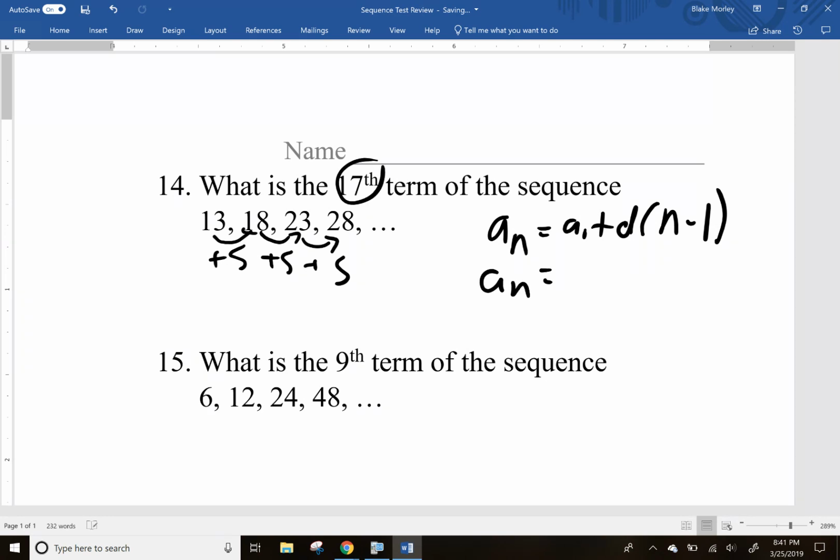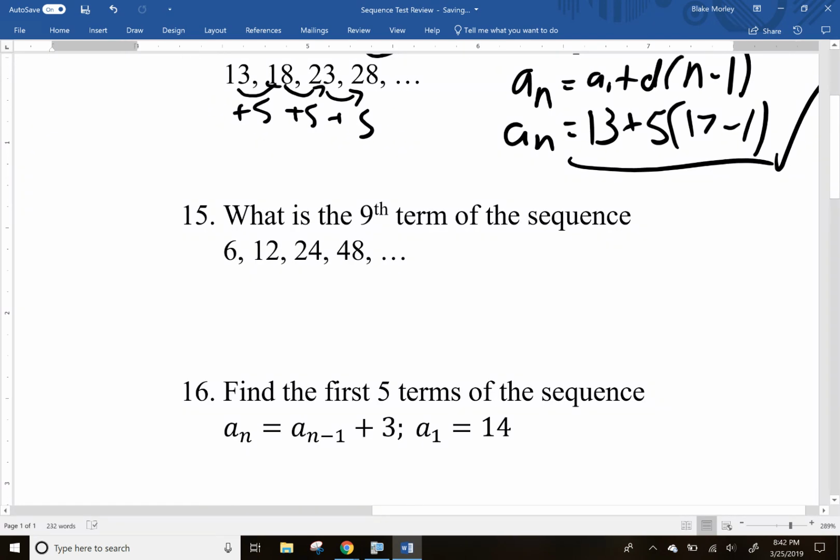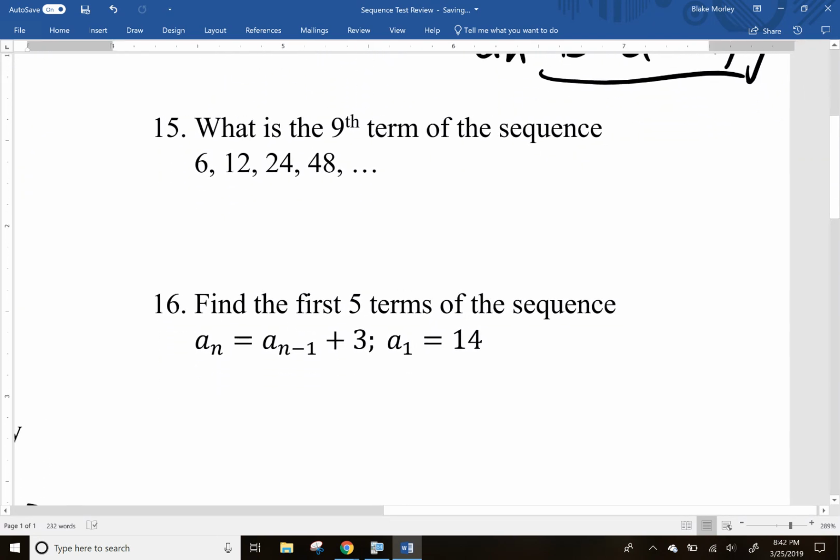So an equals a1. a1 is 13. My difference, I'm adding 5 every time, so +5. And then, because I'm looking for the 17th term, I'm going to plug 17 in for n, so 17 minus 1. And I could just type that in the calculator exactly like this, and the calculator will tell me the 17th term. And I believe it's 93, but I don't remember exactly. You might want to check for yourself.